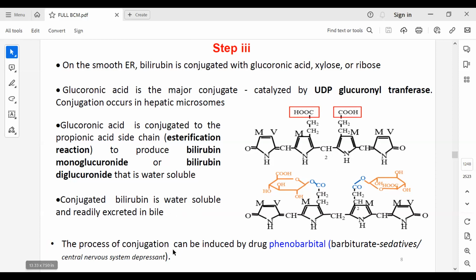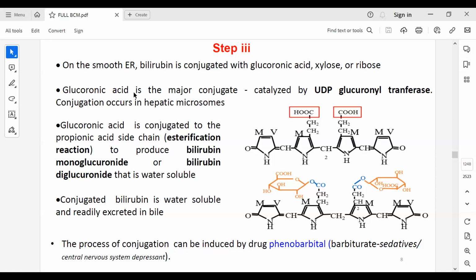So the process of conjugation can be induced by the drug phenobarbital, barbiturate sedatives. So this process again can be induced by phenobarbital. So I don't know if you guys can add something on that.